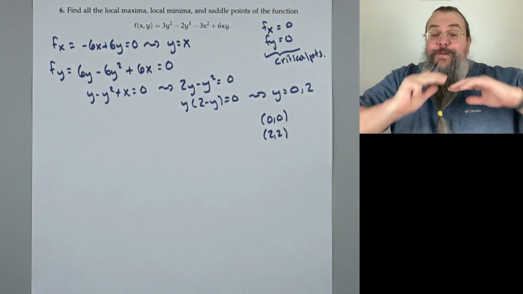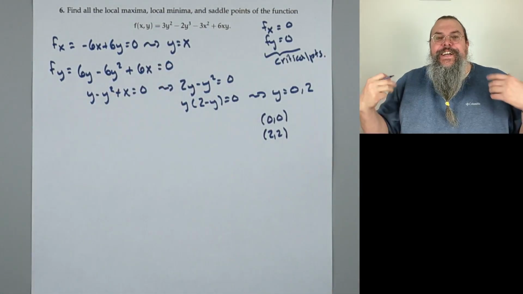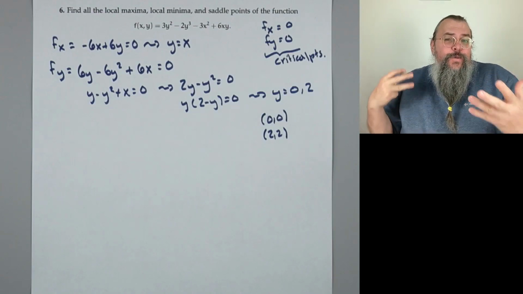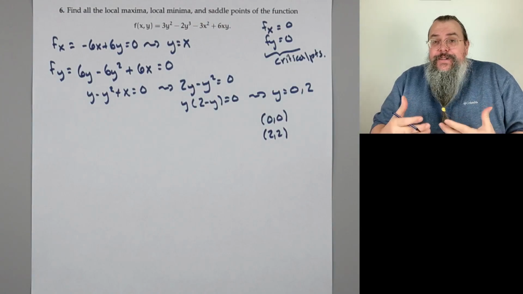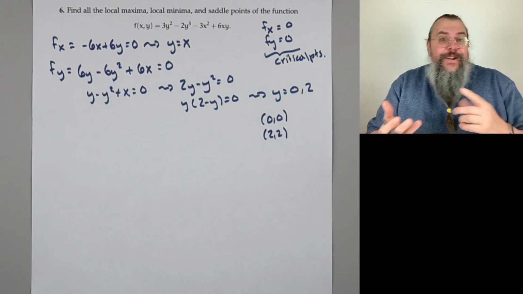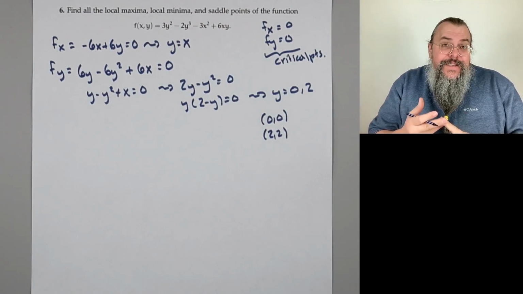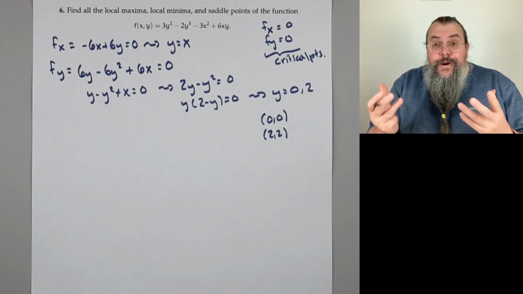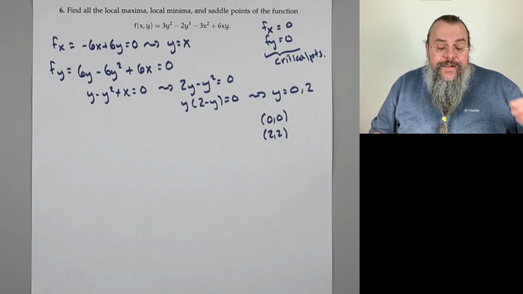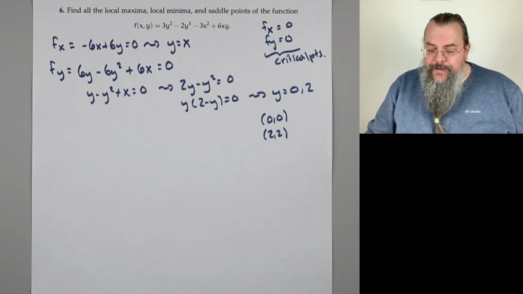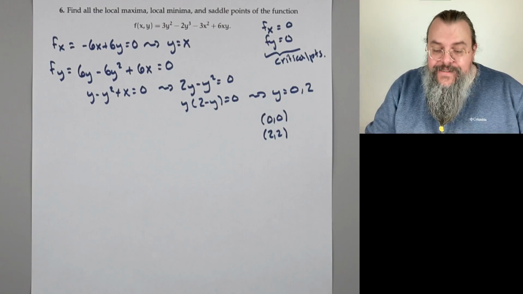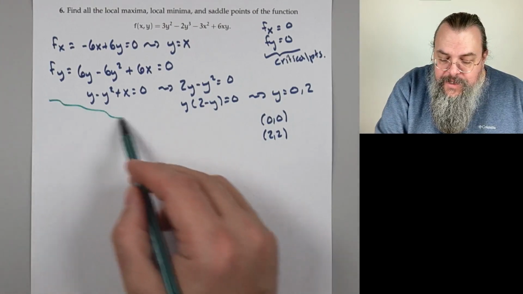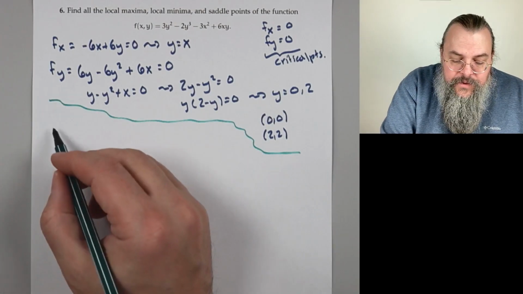Now, are we done? We found where things happen. What haven't we done? We haven't said what they are. Are they maxima, minima, saddles? What are they? Well, that leads us into phase 2 of our problem. What is phase 2? Well, phase 2 is classifying. Okay, so here we go. Now we're into our classifying.